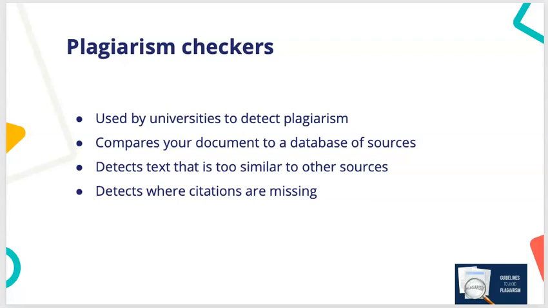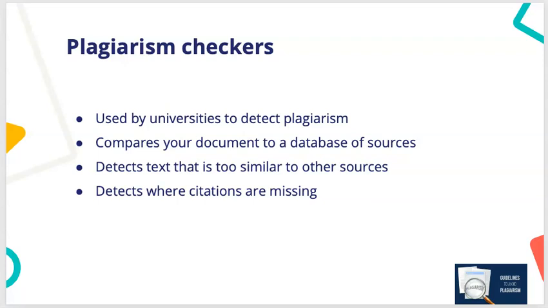Plagiarism checking technology compares your document to a huge database of sources, which includes books, journals, websites, as well as student papers that have already been published or submitted in universities. The technology detects similarity between texts. It can recognize similarity in sentences, paraphrases, and paragraphs, even if the words aren't 100% identical. So just swapping a few words or changing the order of phrases isn't enough to avoid plagiarism.